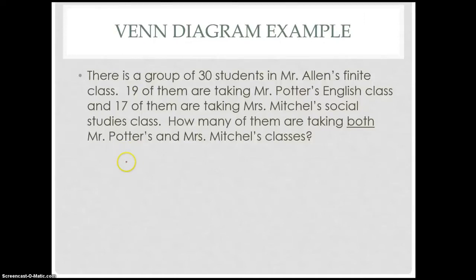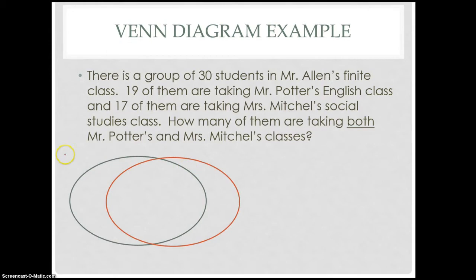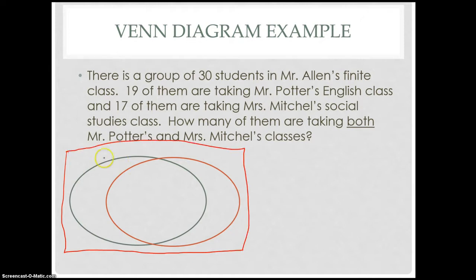Well, we could do a Venn diagram here. I think I've already got those made. Yeah, I've got these two ellipses here. They don't have to always be circles. And I'm just going to go ahead and throw a universal set here, even though we really don't need it in this particular problem. Now it says that Mr. Allen has a total of 30 students in his class. And then we'll say that this set here is P for Potter. And then let's call this one over here M for Mitchell. So let's see here, there's 19 taking Potter's class. Now here's the thing.